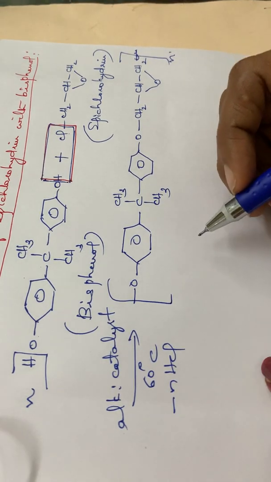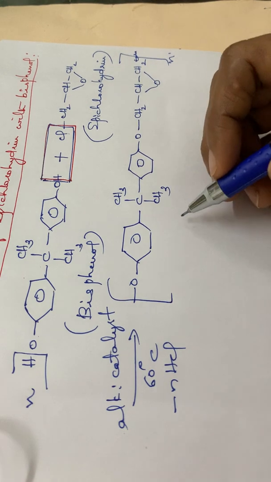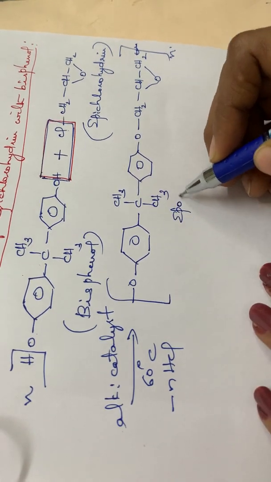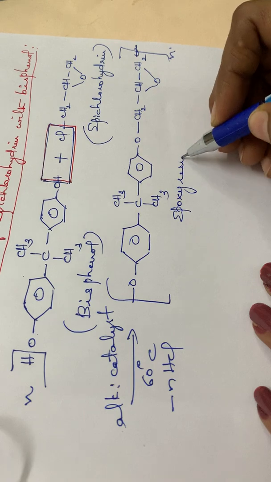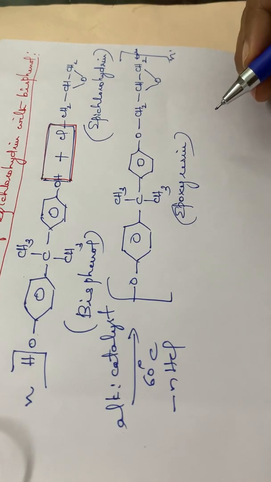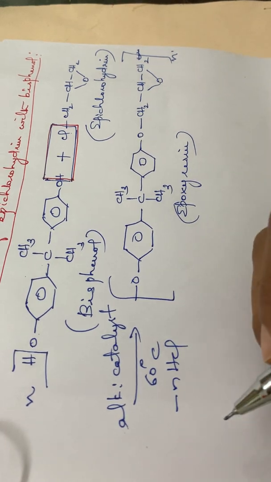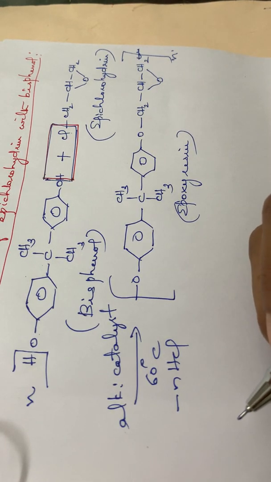So this is epoxy resin. Epoxy resin has 3 steps: first is the preparation of bisphenol, second is the preparation of epichlorohydrin, and the third is the condensation of epichlorohydrin with bisphenol. Next, coming to the properties of these epoxy resins.